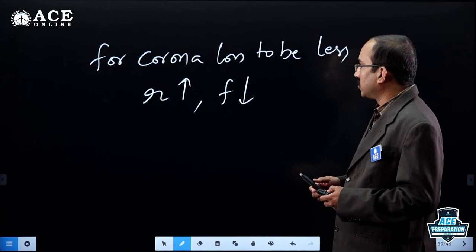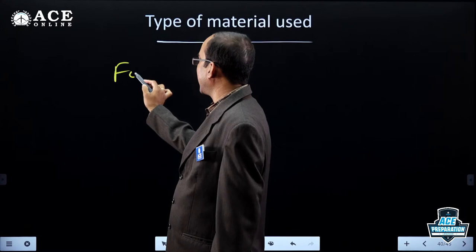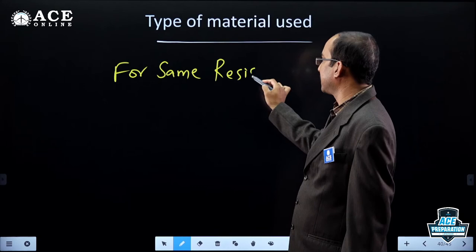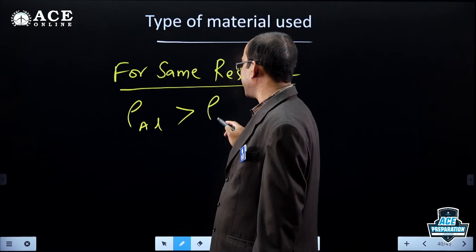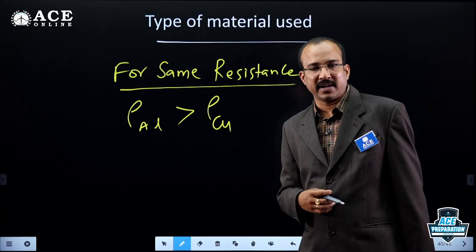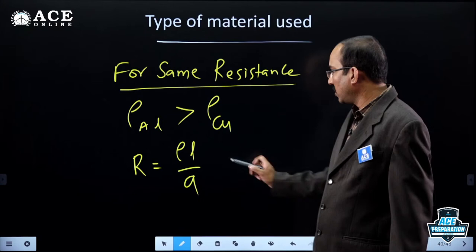Coming to the next observation, the type of material used. Suppose you are comparing for the same resistance, aluminium and copper. The specific resistance of aluminium is greater than the specific resistance of copper. Yes or no? Rho of aluminium will be greater than rho of copper. For the same resistance, R is equal to rho L by A. Now observe, aluminium has more specific resistance.